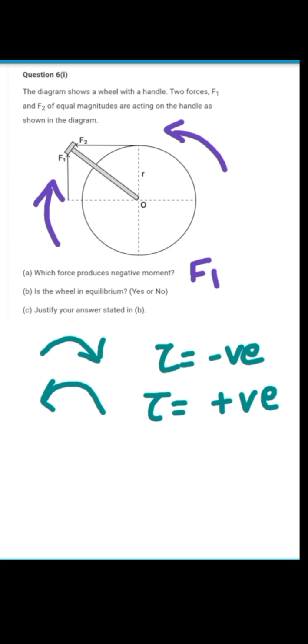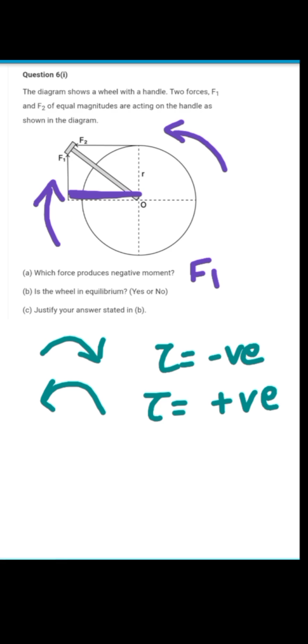Now the next question is, is the wheel in equilibrium? Yes or no? And you have to justify the answer. So let me tell you the answer of both the questions in one go. We know that an object will be in equilibrium in case of rotational motion if the clockwise moment is equal to the anti-clockwise moment. Now as you can see, the forces are both equal in magnitude, but is their distance from the center equal? The force F2 is at a distance of r from the center, but the force F1 is at a larger distance, r plus some small value, this much.